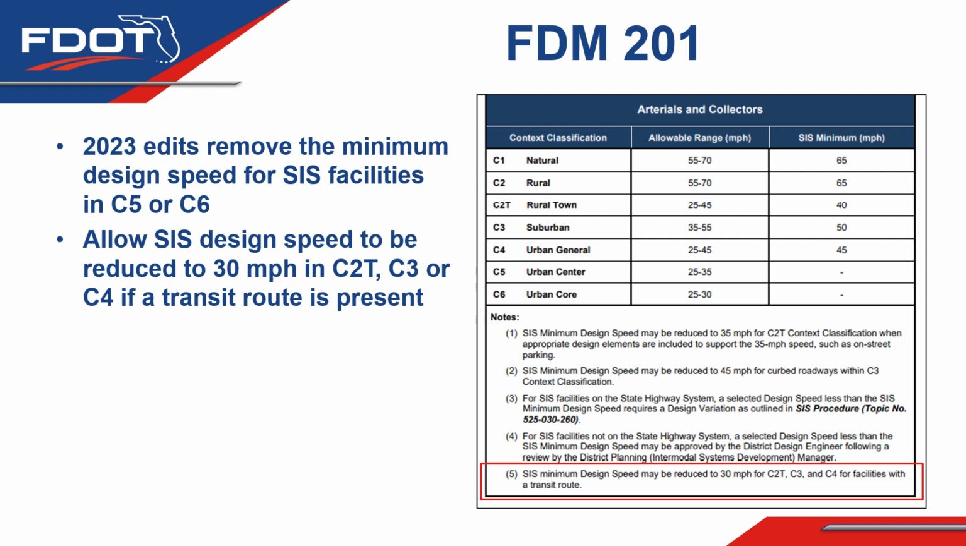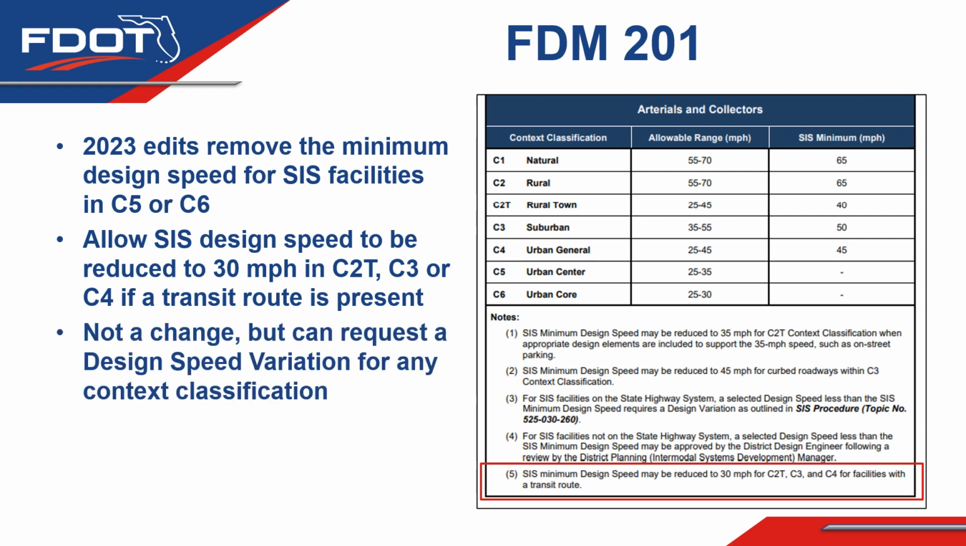Another change that we made is that we further added some flexibility to it, and if you see at the bottom here, footnote 5 was added, which says that the SIS minimum design speed may be reduced to 30 miles an hour in the C2T, C3, and C4 context classification for facilities with a transit route. So this is further trying to massage and fine-tune this table and recognizing that even outside C5 and C6, even in the C3 suburban and C4 urban general, and sometimes even the rural town C2T context, we may have places where we still need lower speeds than what's shown in that SIS minimum speed.